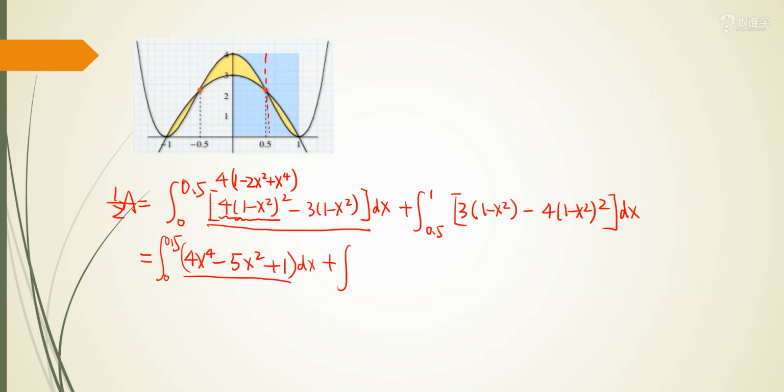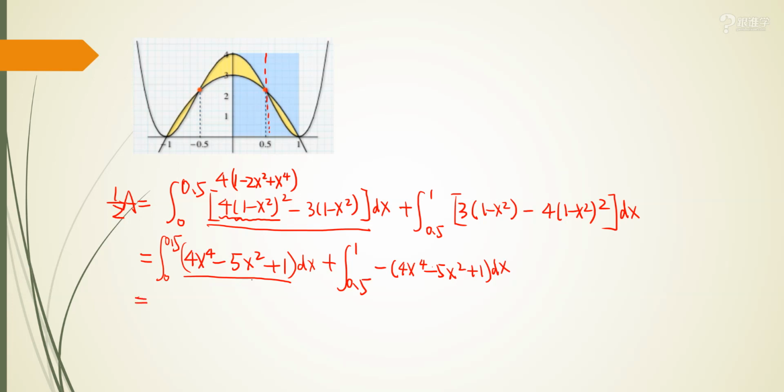And for the second integrand, you don't need to open the brackets anymore, as long as you notice that it is exactly the negative of the first integrand. So it's going to be negative 4x to the 4th power minus 5x squared plus 1 dx. Okay, now let's antidifferentiate.